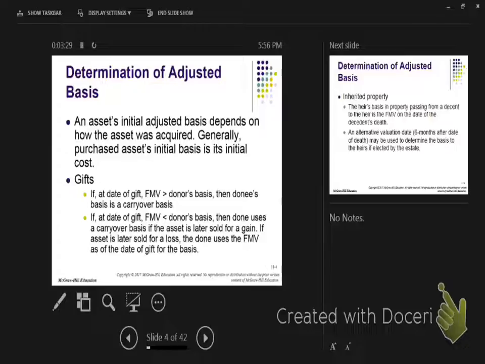And if the asset is sold at a later date at a loss, then we can use the fair market value. So actually, you're going to be able to use two different things depending on when you sell it. The donee uses the carryover basis if the asset is sold at a later date for a gain. So we're going to use the higher one if it's sold at a gain. That way it's benefiting us. And if it's sold at a loss, we're going to use the fair market value. So it's actually done for our benefit. That make sense?